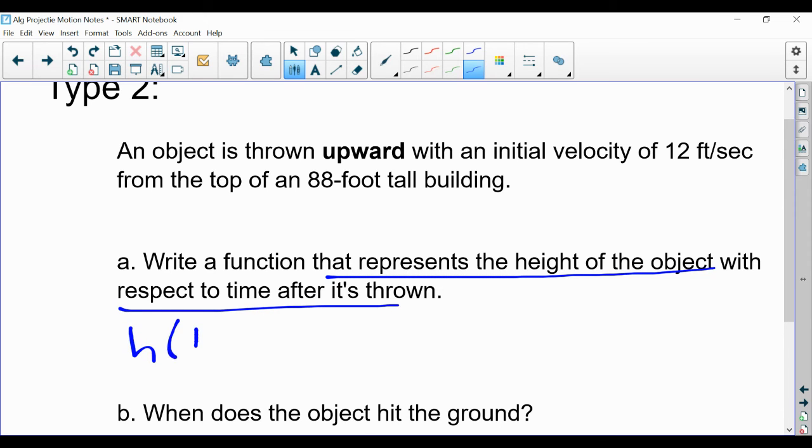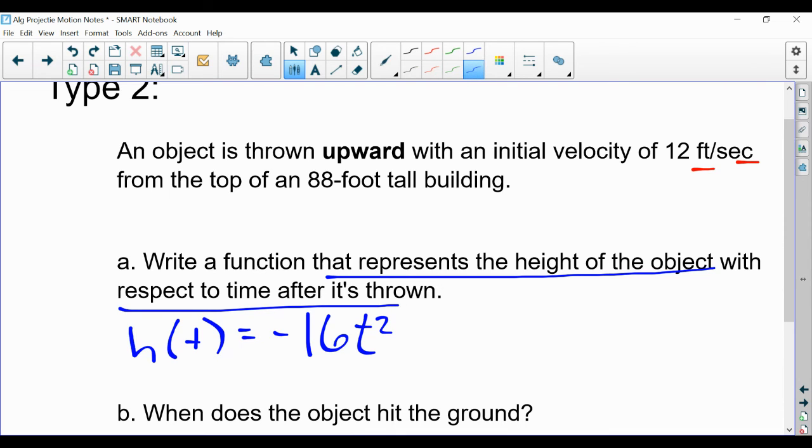They want h of t is equal to, just like what you saw in the last problem. You can kind of get a little lost in the vocabulary and stuff here, but it's just asking, write a function like you saw in type 1. Okay, well, we know we're going to start off with negative 16t squared. We're always going to start off with negative 16t squared. Maybe when you get to high school, you'll be dealing with meters, but there's feet, there's seconds, it's negative 16.